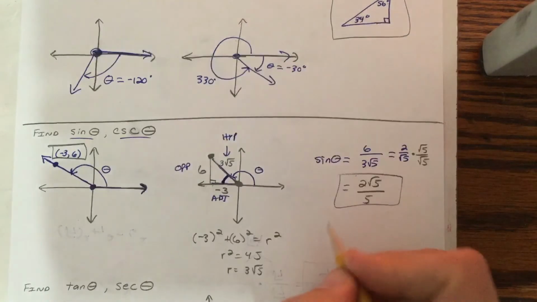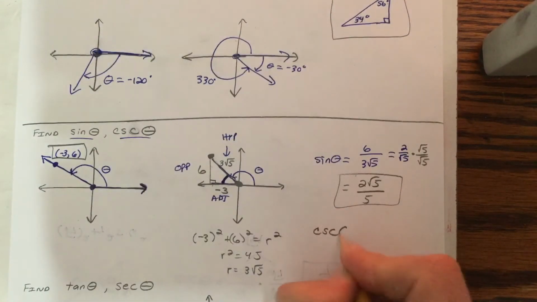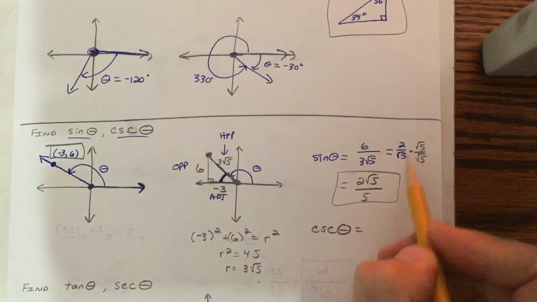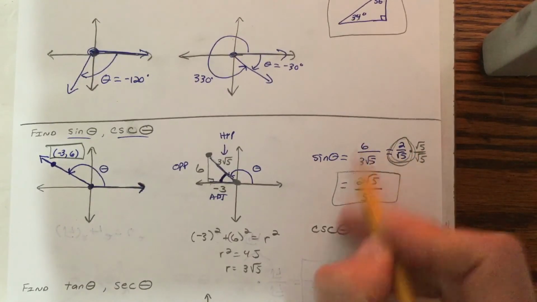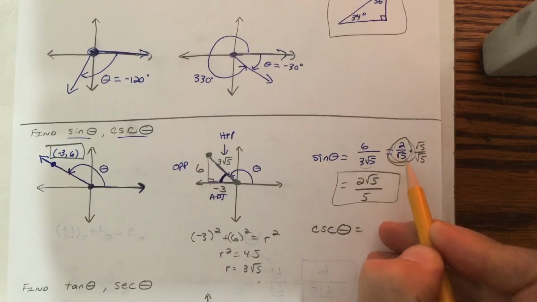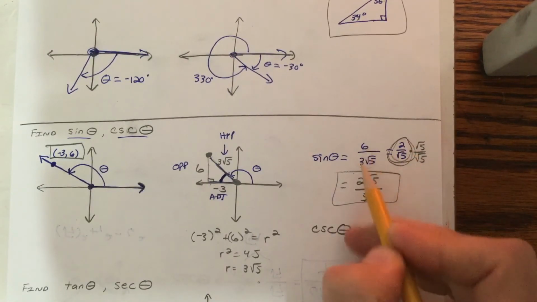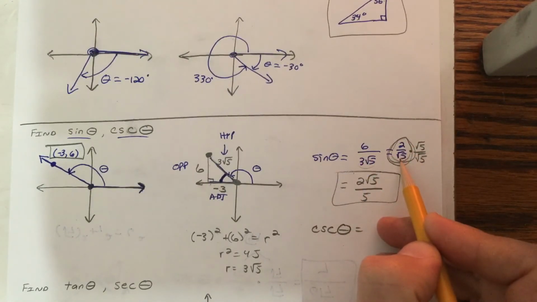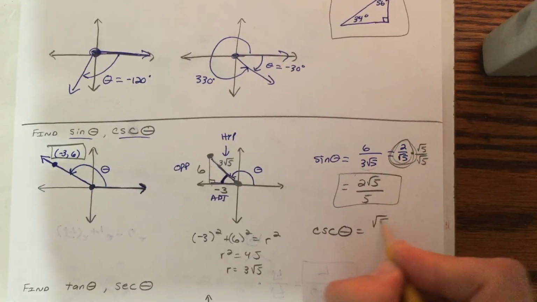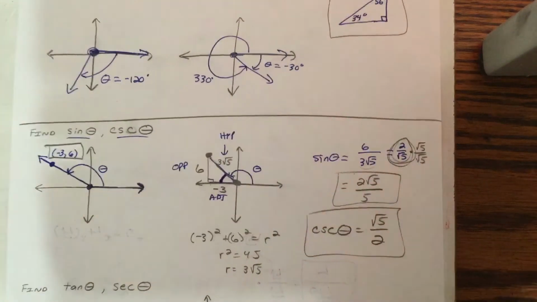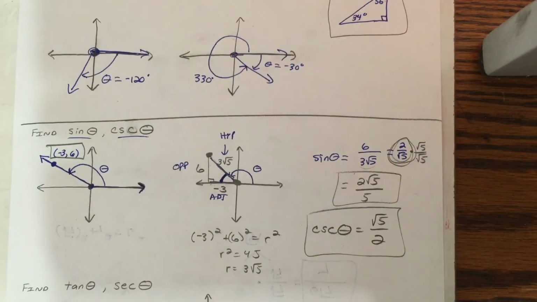Now the cosecant, the easiest way to find that would be to take the reciprocal of this simplified version right here. You could do this one, but since we already simplified this down doing the 6 divided by 3, this would be the most direct way to get the cosecant. I would just take the reciprocal of 2 over √5, which would be √5 over 2. So there are our two answers for that one.